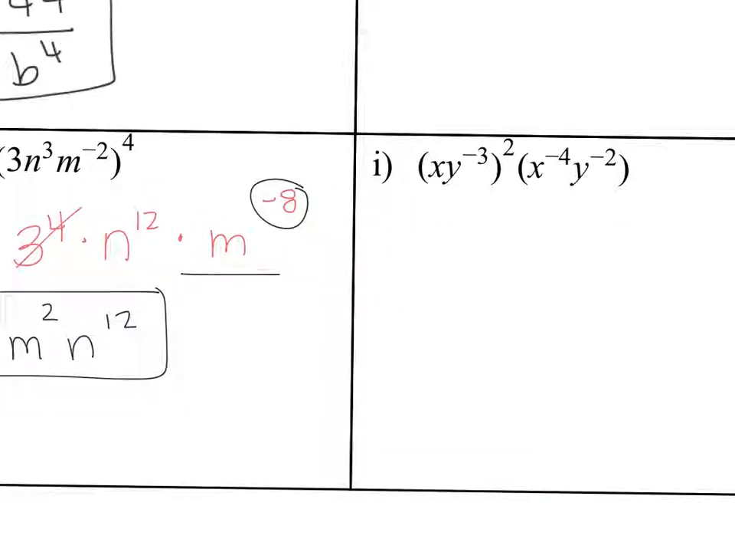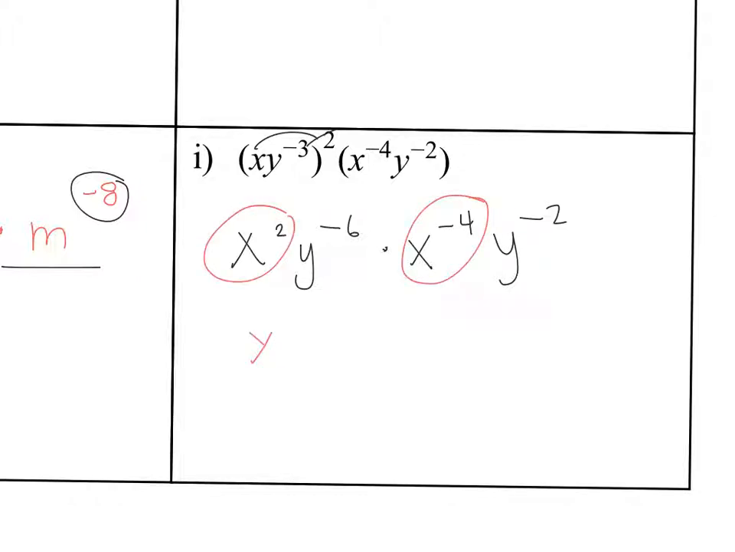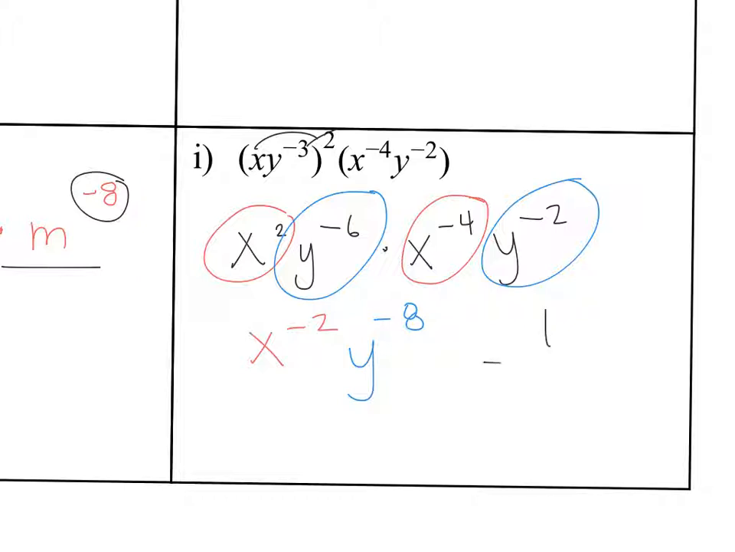And then letter I, I'm going to exponentiate this, so this is x squared y to the negative 6 times x to the negative 4 y to the negative 2. Now I'm going to add the exponents together. So this is going to become x to the negative 2, and I'm going to add my y's, my like bases, y to the negative 8. I don't want to leave it with a negative exponent, so I'm going to write this as 1 over x squared y to the 8th.